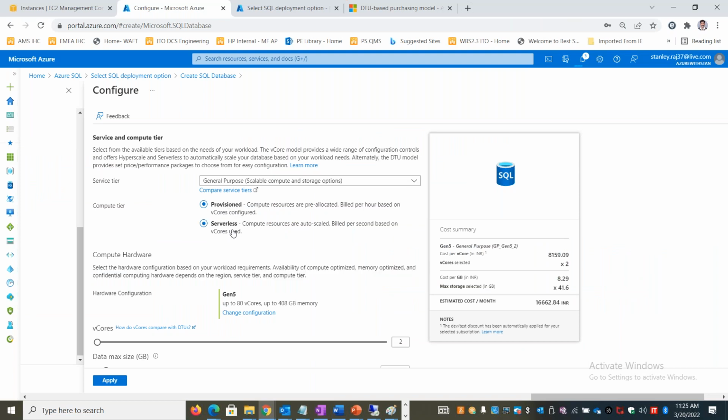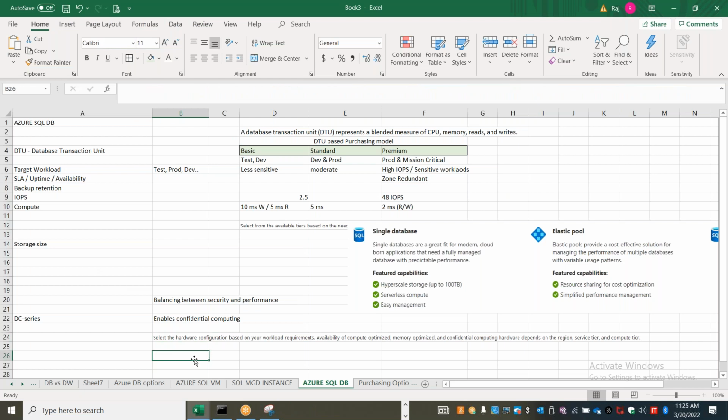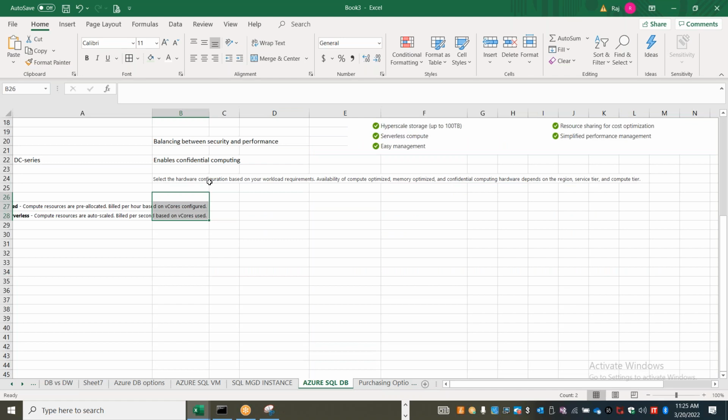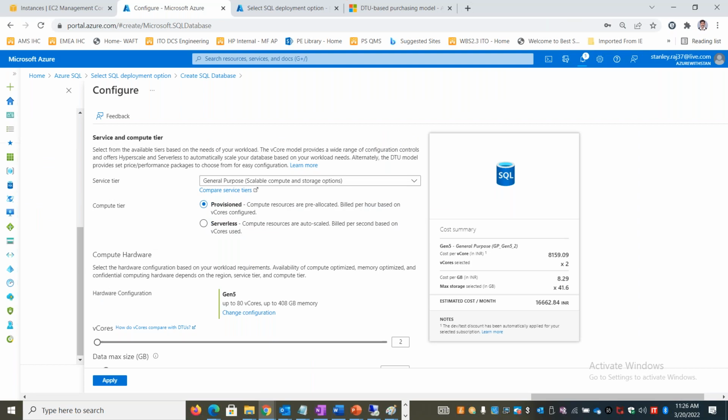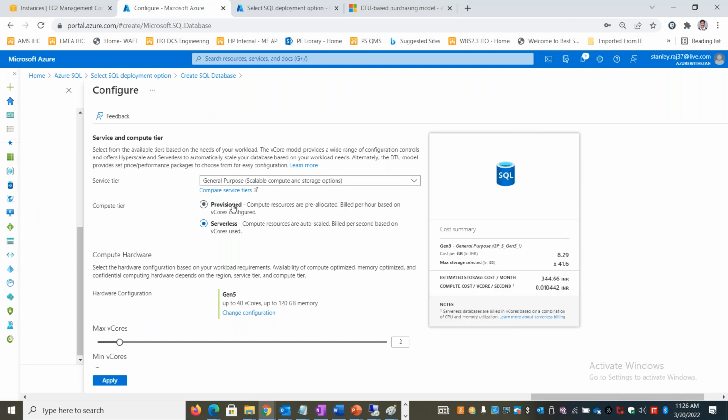Provisioned means you'll get backend servers that will be provisioned. It is like an Azure virtual machine. But if you want containers or a serverless option, you don't want servers running, then you can go and choose the serverless option. This is a container based option. There are two types of options. If you want to provision multiple virtual machines for your databases, then you can go for the provisioned option. If you want to run containers and you don't want virtual machines, then you can go for the serverless concept. Serverless is very, very cheap compared to your provisioned option.